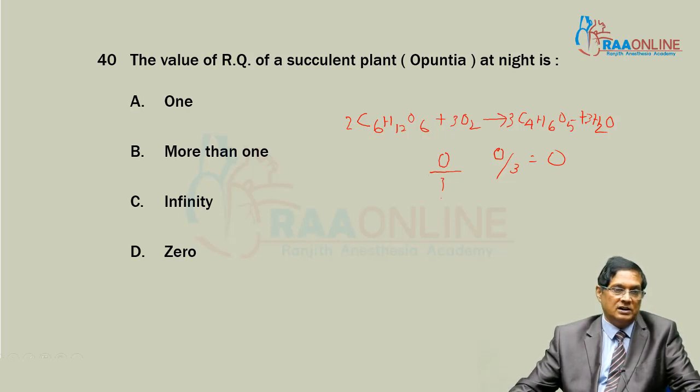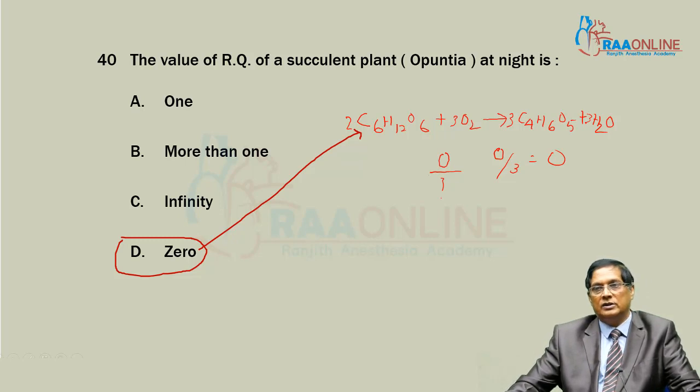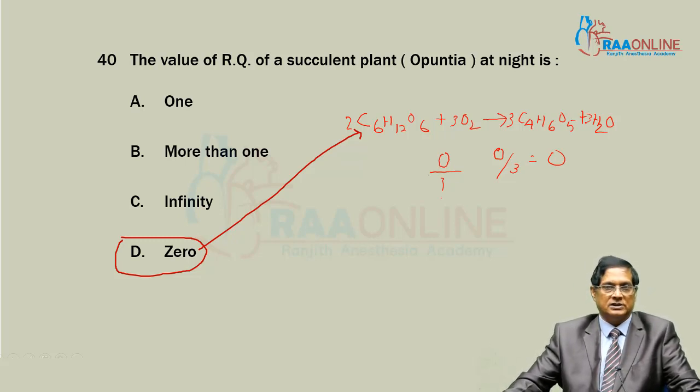So for the 40th question, incomplete or partial oxidation of carbohydrate takes place in CAM plants like Opuntia. You see oxygen is taken in but carbon dioxide does not evolve. So the RQ value is 0 for this.